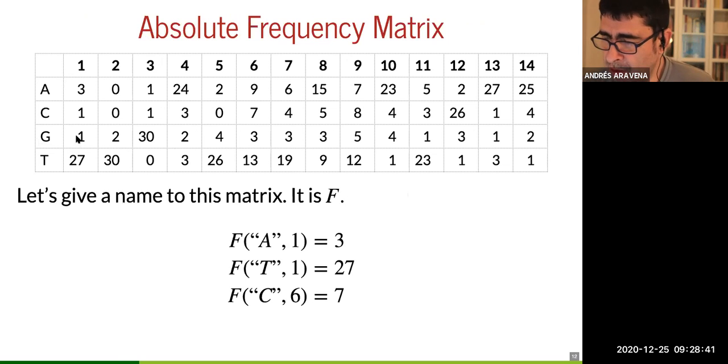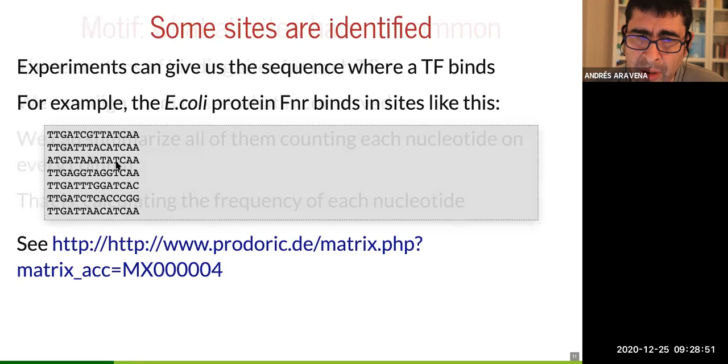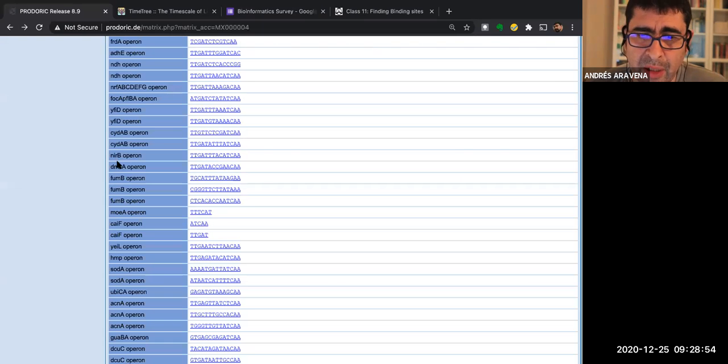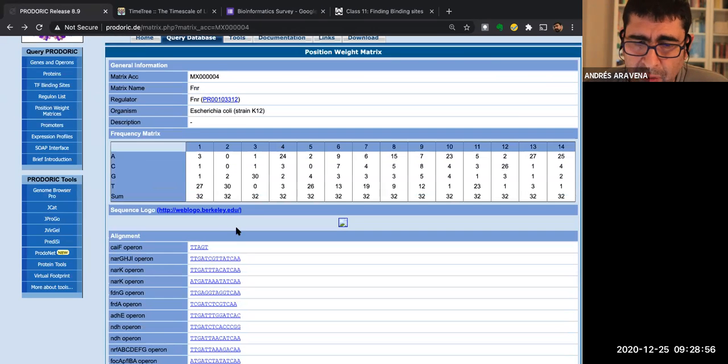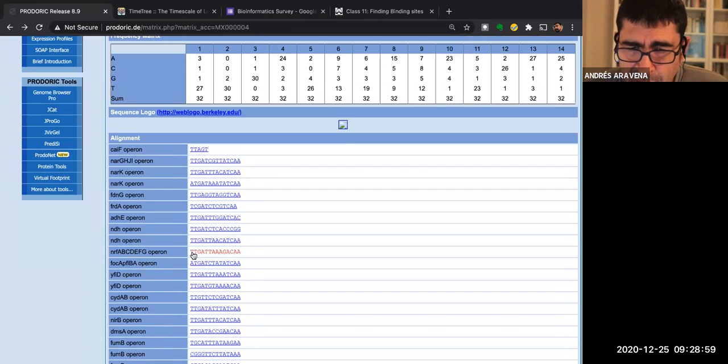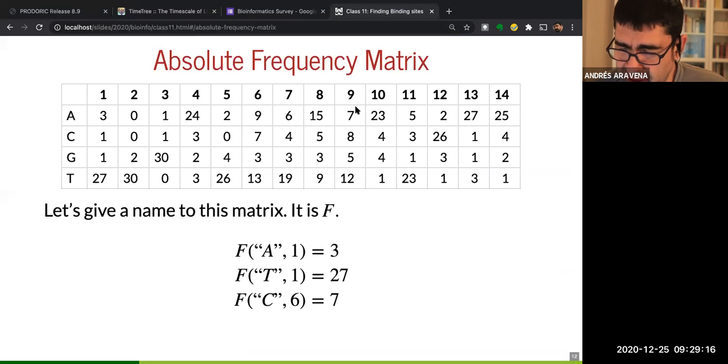So let's go back a minute to, what is this? Here, no? No, here. So you see most of the sequences start with a T. So you count and you have 27 times you see a T, one time you see a G, one time you see a C, 3 times you see an A. Okay, we're essentially counting how many times each one. Fine.